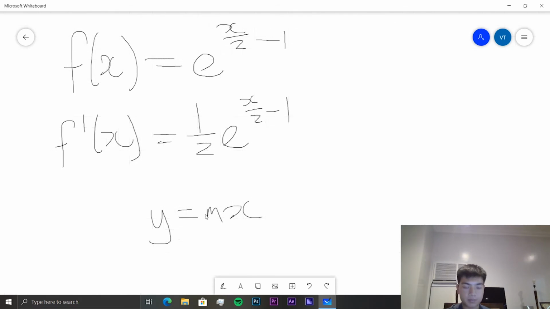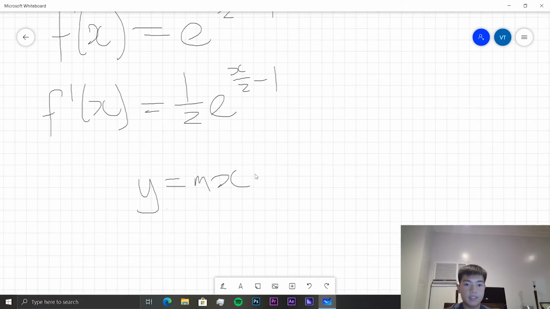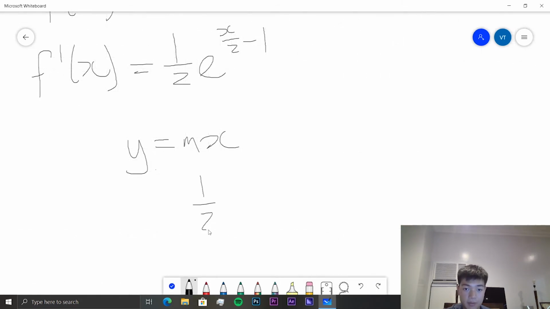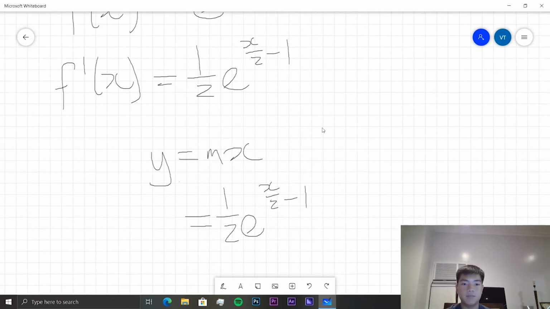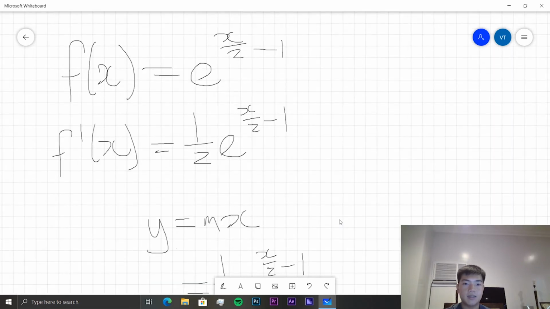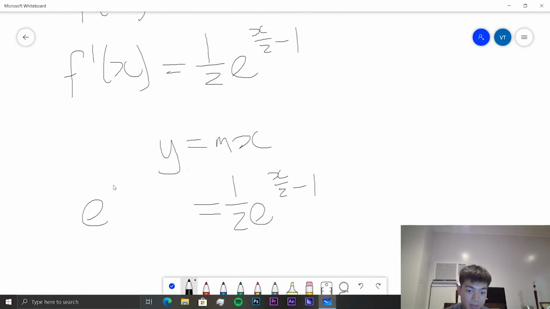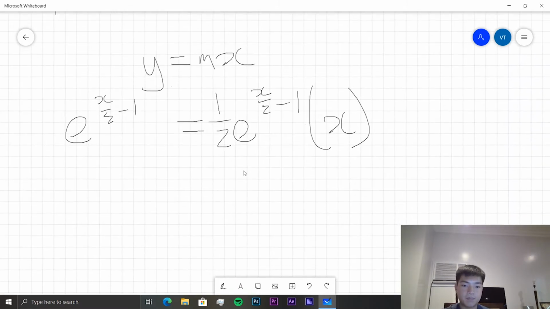So since we have the gradient, 1/2 e to the x over 2 minus 1, and a point on this curve, we need to find a point on this curve that also meets this condition. So we can simply punch in e to the x over 2 minus 1 is equal to 1/2 e to the x over 2 minus 1 times x.